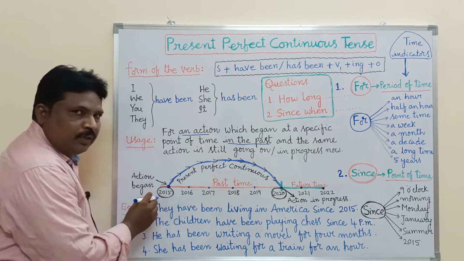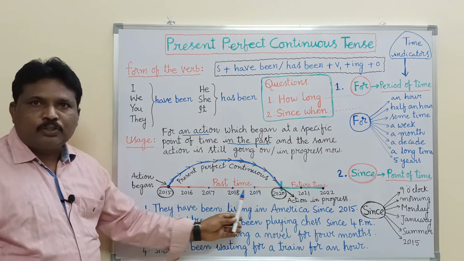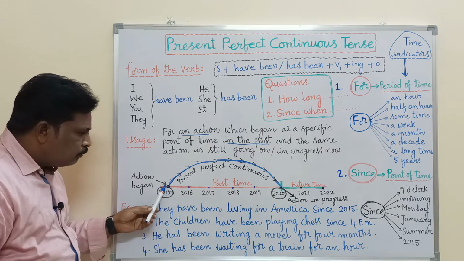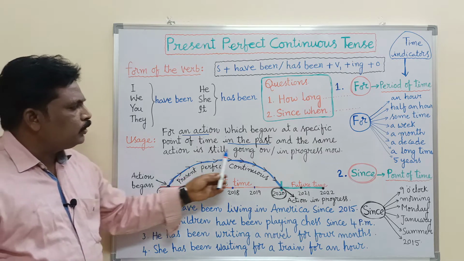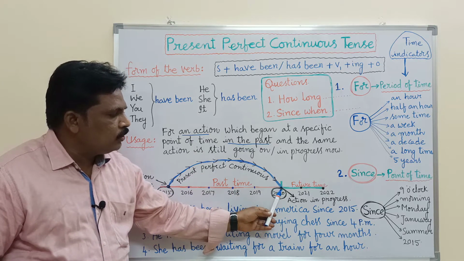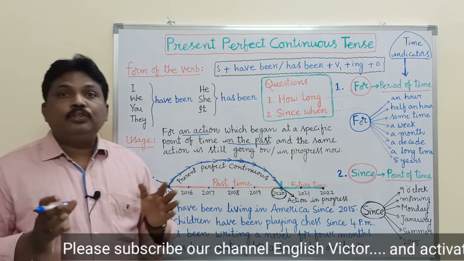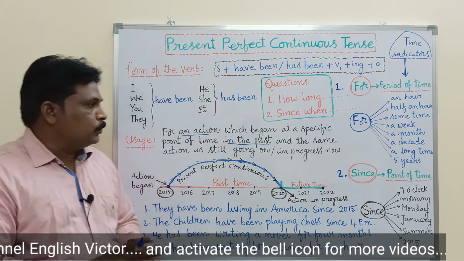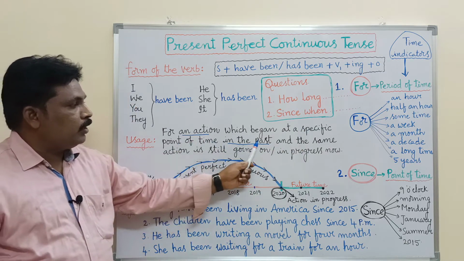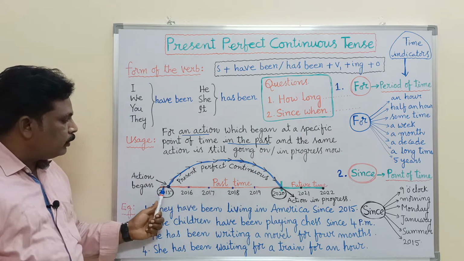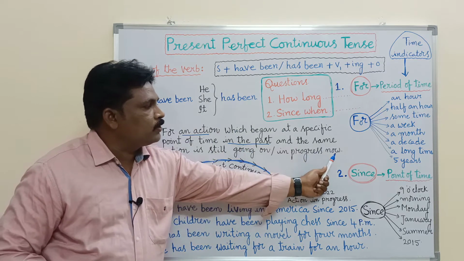Imagine 2019, 18, 17, 16, 15, all these are the past points. Imagine an action began or started in the year 2015, and the same action is still in progress or still going on in the year 2020, that is now. Then present perfect continuous tense is used. It is used to express an action which began at a specific point of time in the past. Here the specific point of time in the past is 2015, and the same action is still going on in progress now.